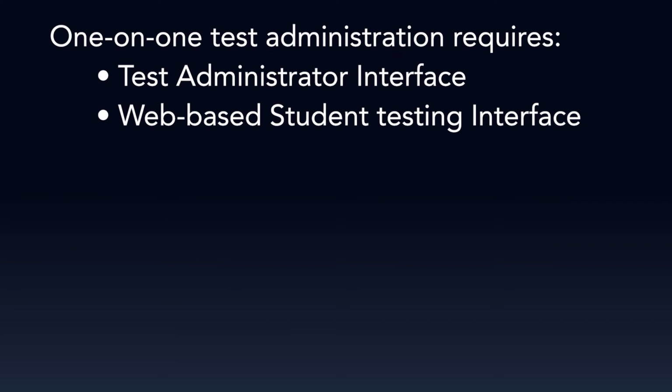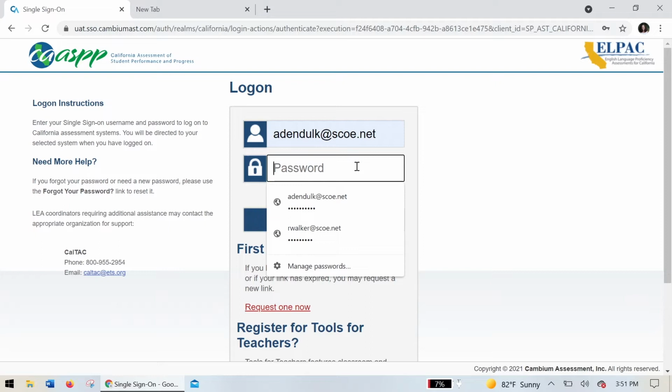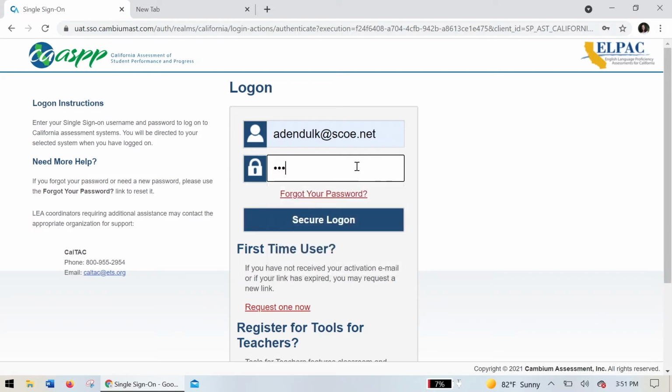One-on-one ELPAC test administration requires the use of the Test Administrator interface, the web-based Student Testing interface, and a video conferencing platform like Zoom or Google Meet. For this demonstration, the test examiner will be using Zoom. Test examiners will begin by starting a video meeting with the students. After greeting the students, log on to the Test Administrator interface from the ELPAC website to create a test session ID. Use your current year TOMS logon information.